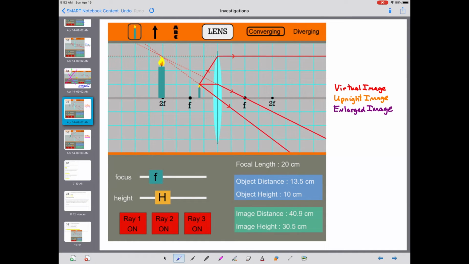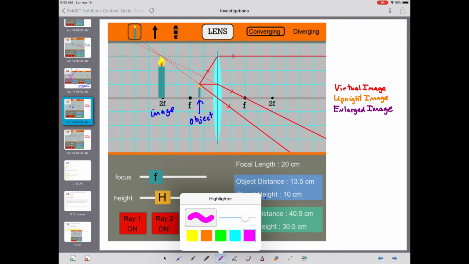Now, when you move that object inside the focal point, so our object here, I just want to emphasize that is the object. So it's between F and the lens itself. Then the image that you get is out here. This image happens to be somewhere close to 2F. It's not exactly there. It's somewhere on the same side of the lens as the object, but you can see now it is upright. You can see that it is enlarged in size.